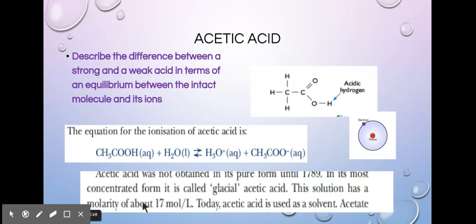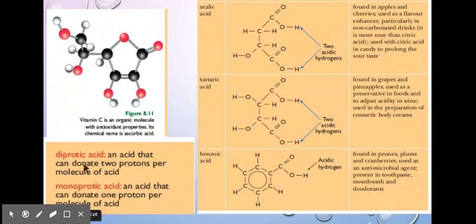You can get a concentrated solution of that. That's nothing to do with how much of it actually breaks apart. A concentrated solution is where 17 moles per litre has been dissolved, but not a very big percentage of that is actually going to break apart, or dissociate and ionize. Okay.